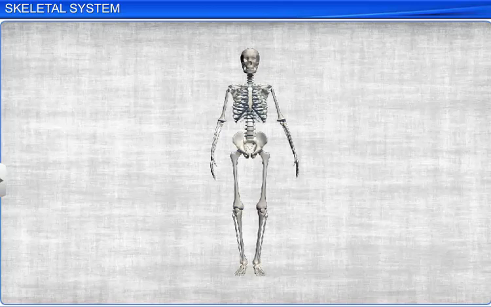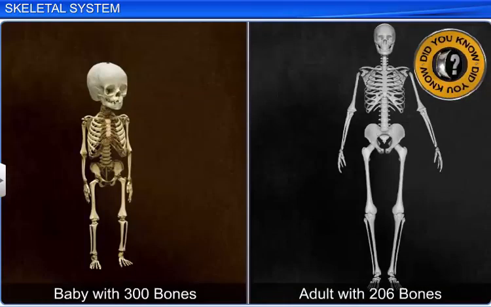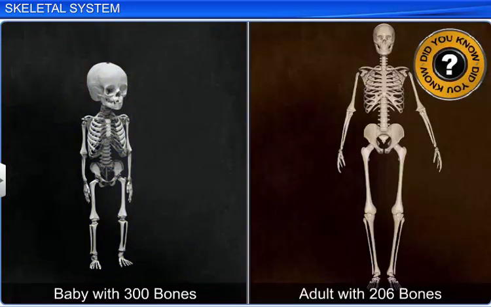The adult skeletal system consists of 206 bones and a few cartilages. Did you know that a newborn baby has around 300 bones, which fuse as the baby grows, resulting in 206 bones in an adult?